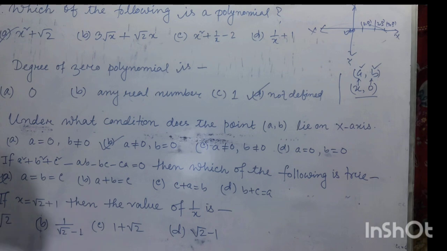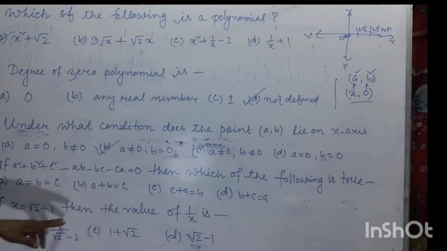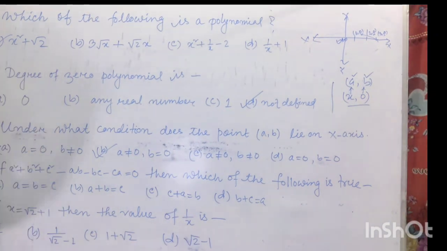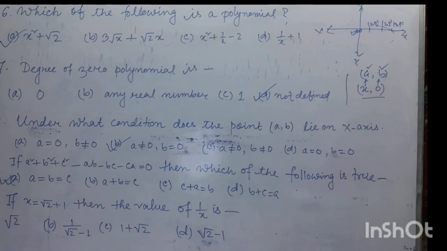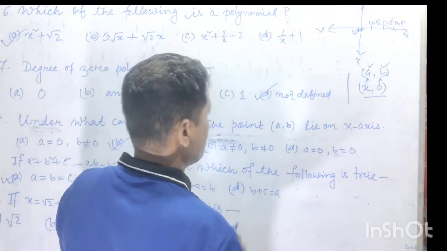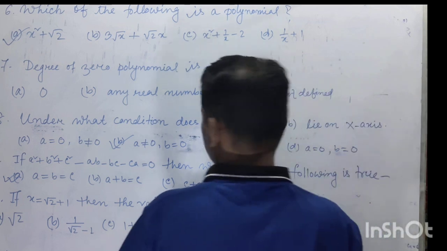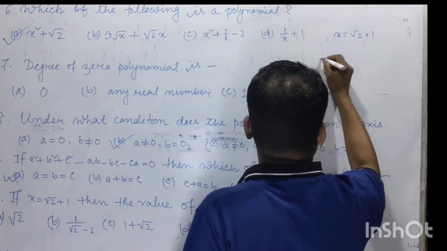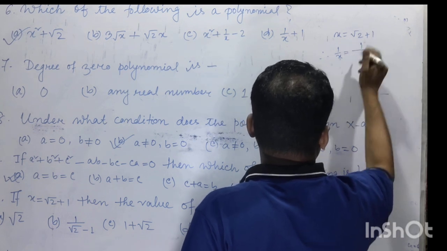Now the final part: if x is equal to root 2 plus 1, then what is the value of 1 by x? We have to find that here. Given x is equal to root 2 plus 1, therefore 1 by x is 1 by root 2 plus 1.